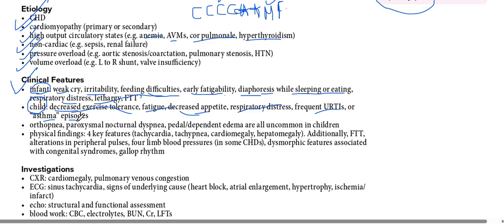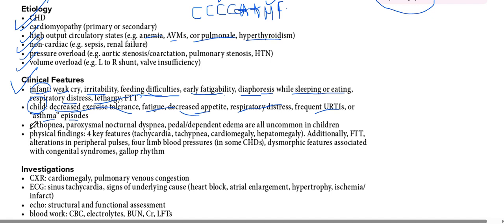Alright, so infant has more problems with feeding, sweating, fatigue, respiratory distress and failure to thrive. While the child will be having more appetite problems and respiratory problems, and respiratory problems not only include asthma-like symptoms but also frequent upper respiratory tract infections.